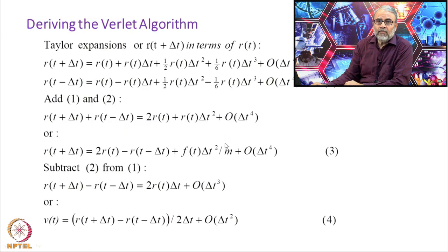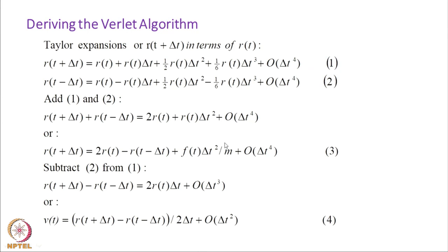As I mentioned, how to calculate velocity is slightly tricky. One of the oldest and most used algorithms is called the Verlet algorithm. Let me describe here the steps of the Verlet algorithm. What is done in the Verlet algorithm? I do a Taylor expansion of r at t plus delta t in terms of r at t. I want to do a Taylor expansion of the new position in terms of the old position.